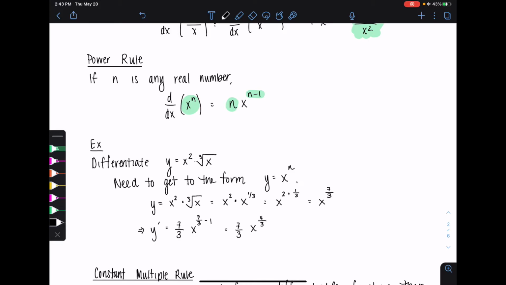Okay. So for right now, anytime you're taking the derivative, to be able to use power rule, it has to be x to a power. I can't treat these as two separate functions.